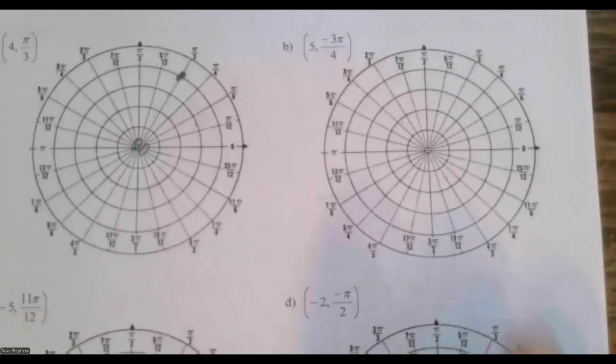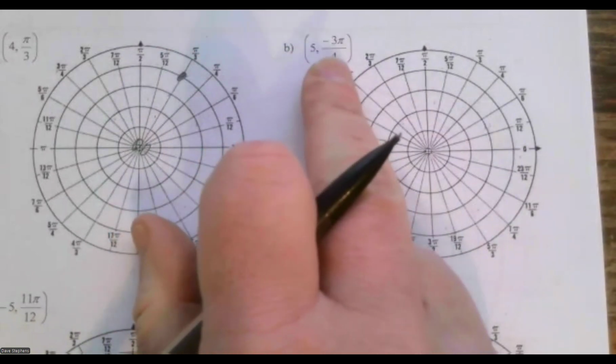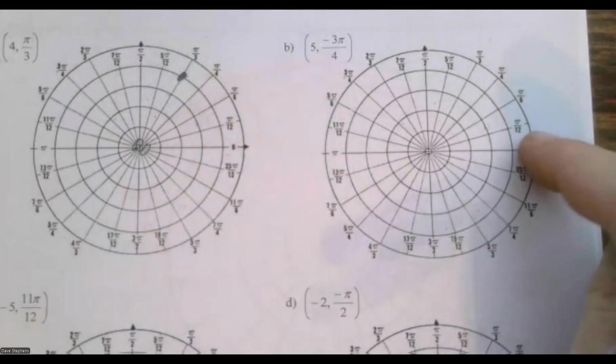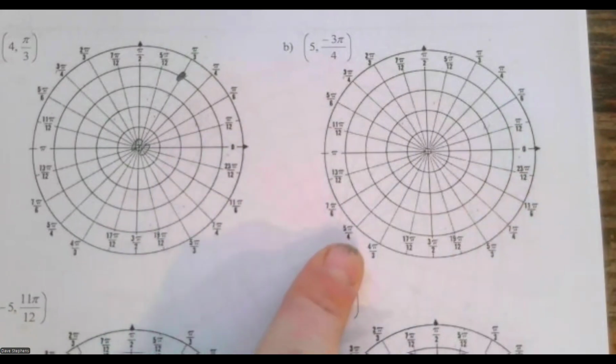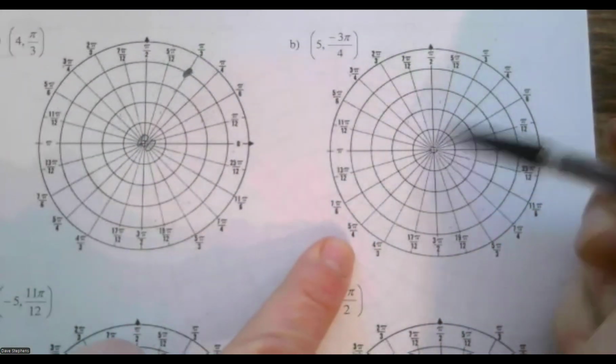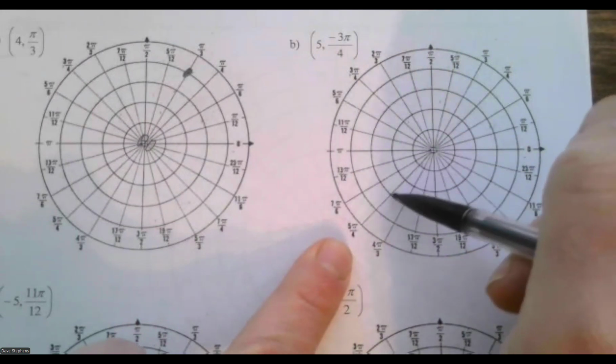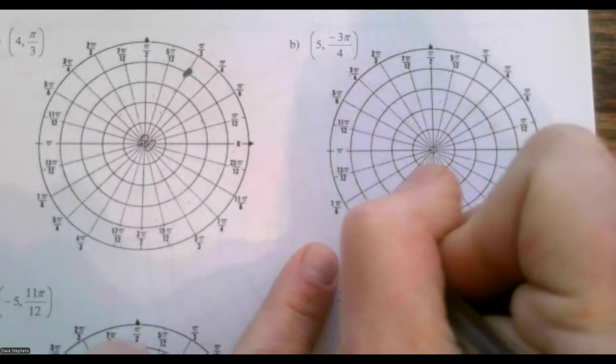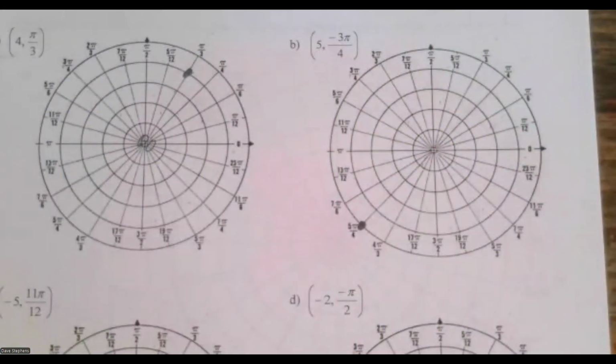For part B, r is 5, theta is -3 pi over 4, so -1, 2, -3 pi over 4 is here. And we have to travel a distance of 5. So 1, 2, 3, 4. Ooh, all the way to the edge of that graph. That's what point B is.